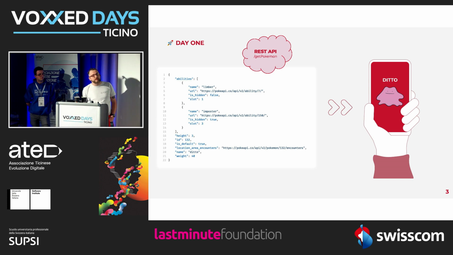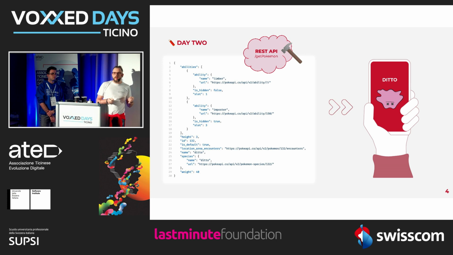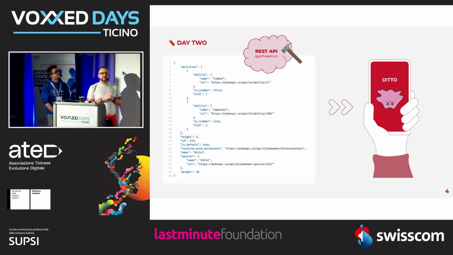At day one, our application is fully capable of handling this response, and so is able to display this Ditto Pokemon. It is happy and everything works. But what if at day two there's a breaking change? Let's see this day two scenario where the API has changed its shape, but our client is still the same, and it ends up killing the poor Ditto. We don't want this to happen, and today we're going to find a solution to this.